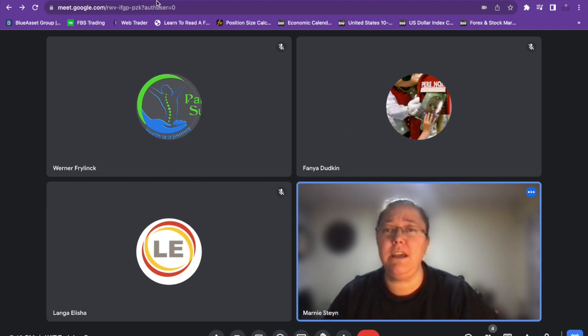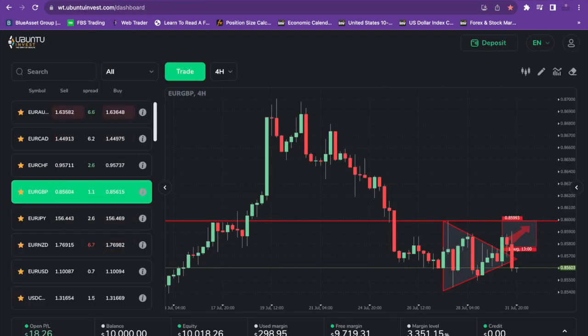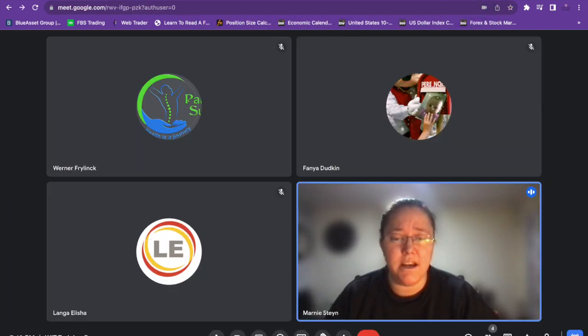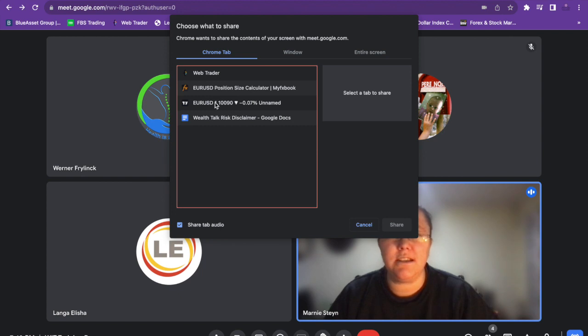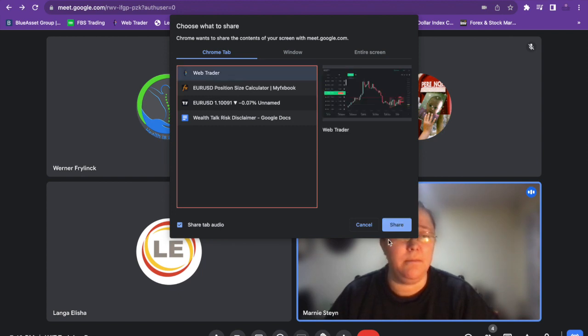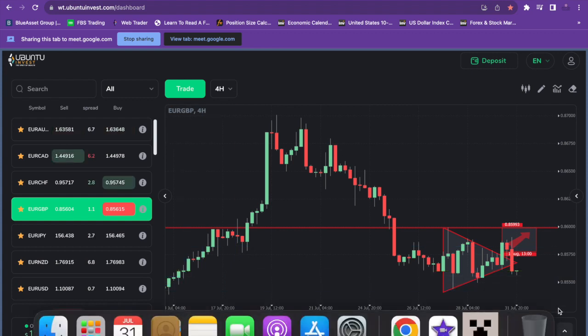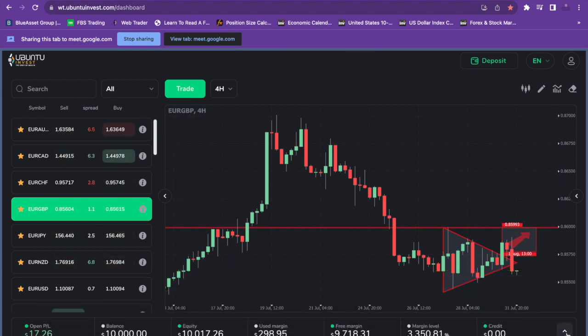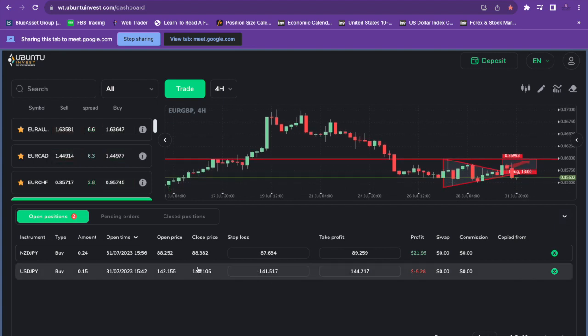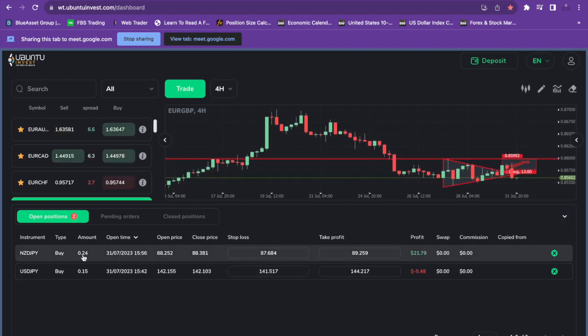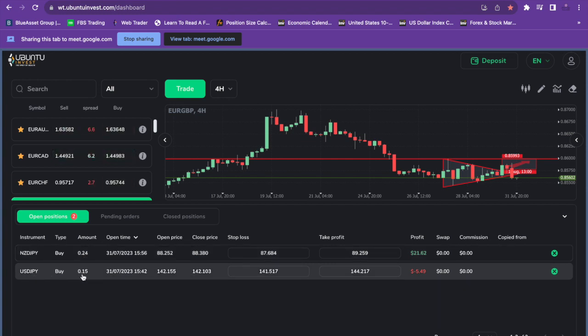So for example, let me show you guys an example of that. I'm busy trading on Ubuntu. I'm one of the signals traders there now, and I want to show you guys this. Not every position is the same. It can never be the same. So here I'm trading currently with Ubuntu. Look at this, I've got a different lot volume. Here my lot volume on NZD-JPY is 0.24, and my USD-JPY is 0.15. Same trading account.